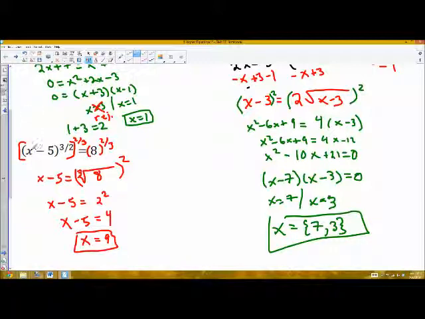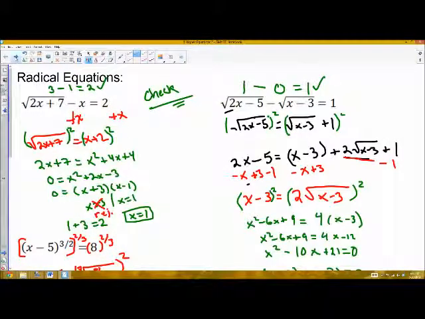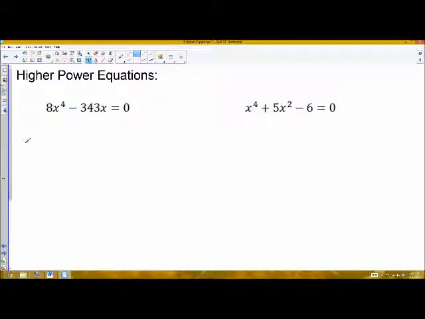If you plug this in, again, 9 minus 5 is 4. Square root of 4 is 2. 2 cubed is 8. So 8 equals 8. Checks. So that works. So that's all different types of radical expressions, radical equations. The other type is higher power equations, which you would solve just by factoring. Just like we factored higher power rational expressions, you can solve these by factoring as well.